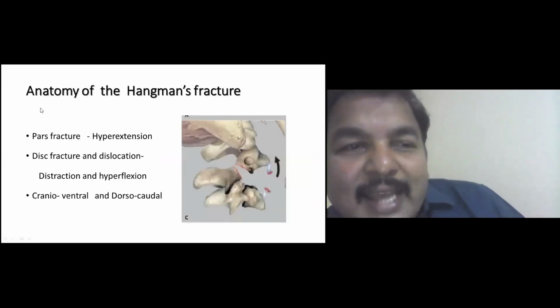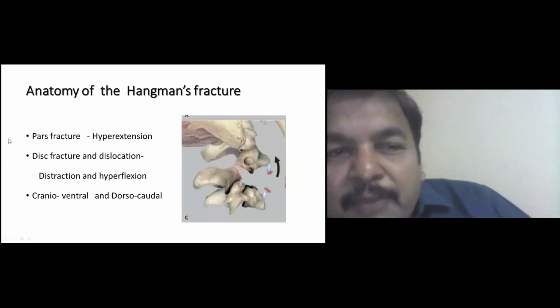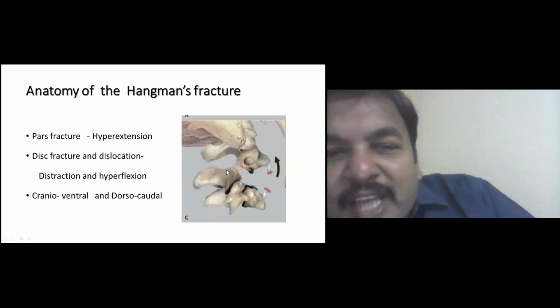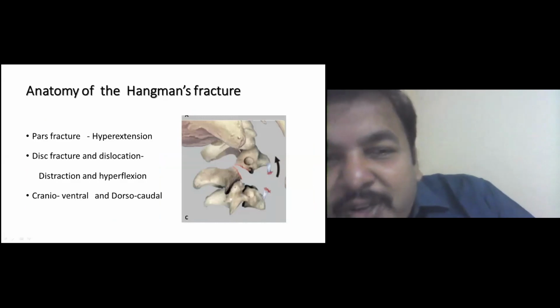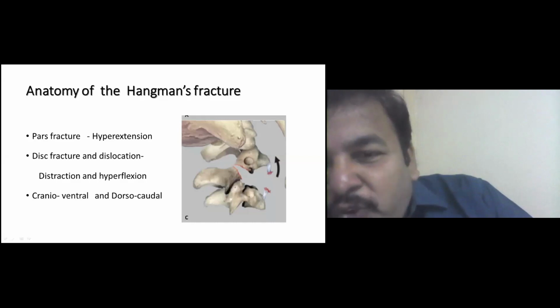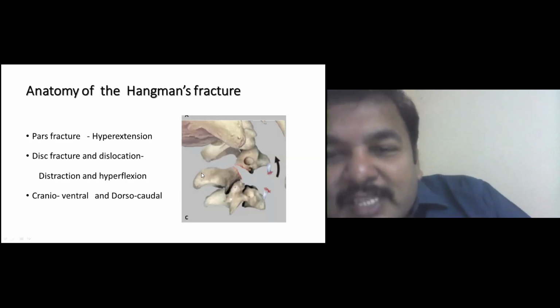So what is the anatomy? Let me show just one slide about anatomy of the hangman fracture. The pars fracture is because of the hyperextension, and the distraction and hyperflexion will cause a disc fracture and also dislocation of the fragments. And basically you have two segments. One is the cranioventral segment of the hangman, and the dorsocaudal segment of the hangman. These are two fracture fragments which have to be fused with the surgical manipulation.